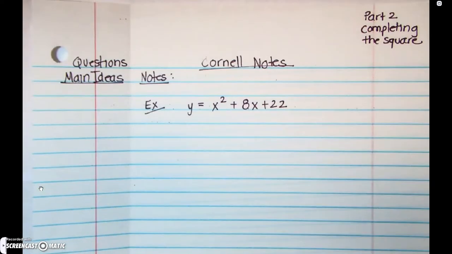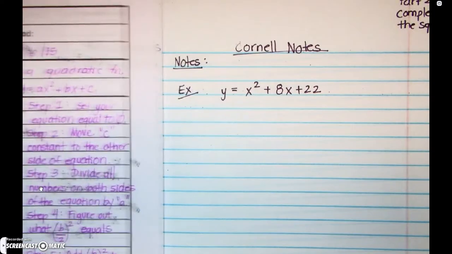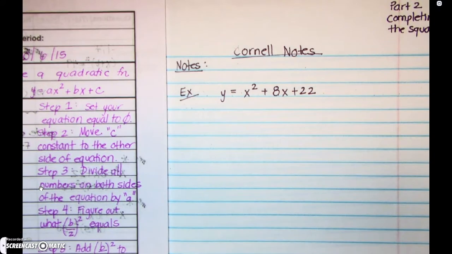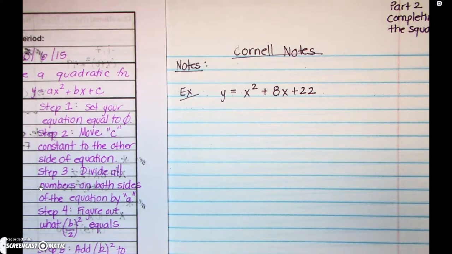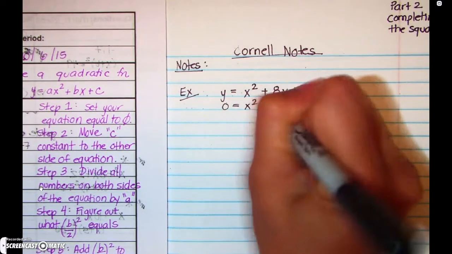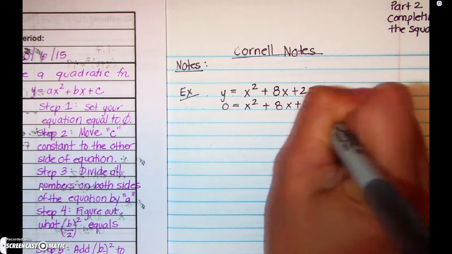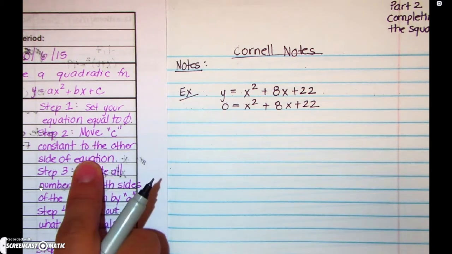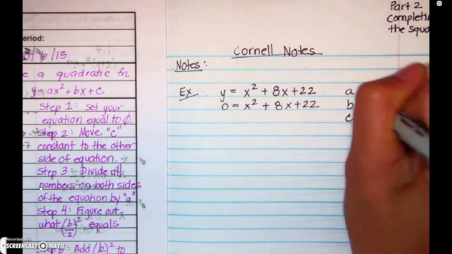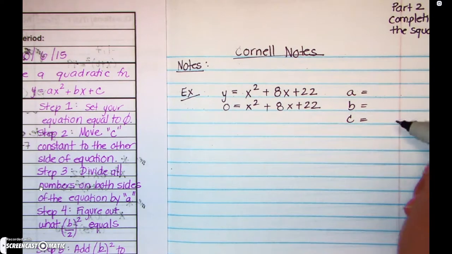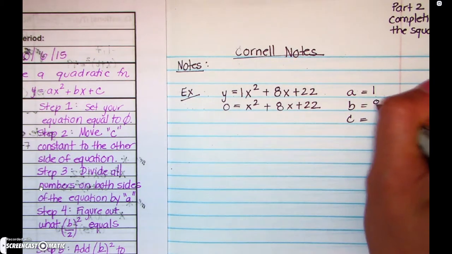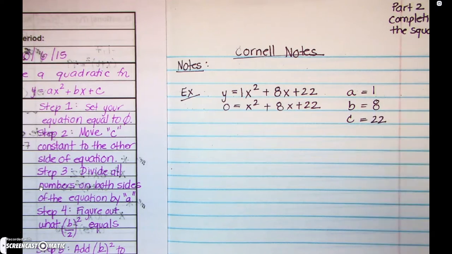Okay, according to our notes from yesterday, what is step 1? Step 1 says set your equation equal to 0. So I'm going to make y equal to 0. Second step says move c to the other side of the equation. So it's a good idea to go ahead and write down what a, b, and c are equal to in your standard form. A in this case is 1, B is 8, and C is 22.